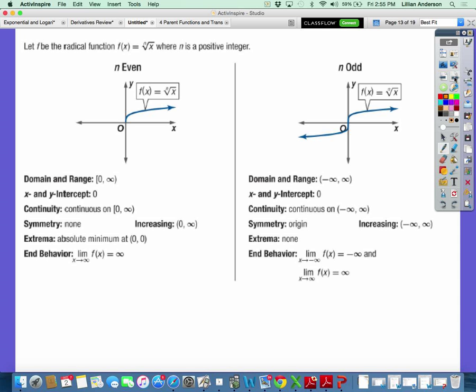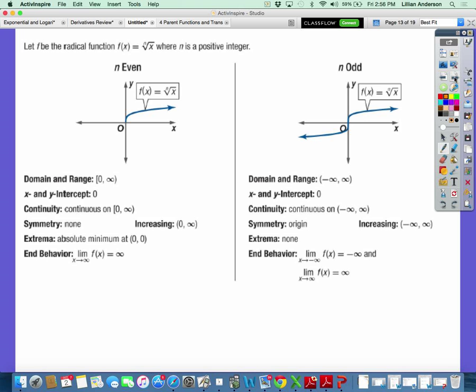It does have an absolute minimum at 0, 0, okay? The reason why is because it's basically an endpoint. You can have absolute maxes and mins at endpoints, but not relative maxes and mins at endpoints. And since that is the lowest point on that curve, that's why it's an absolute minimum. And then lastly, you only have right end behavior, and that is to infinity.